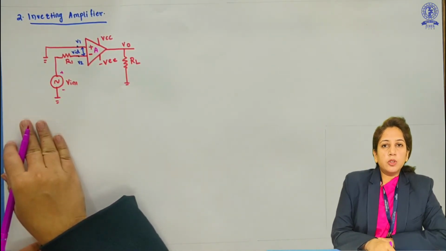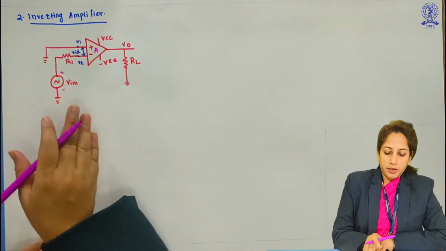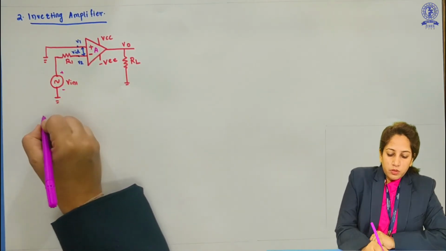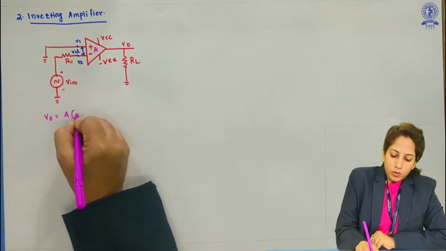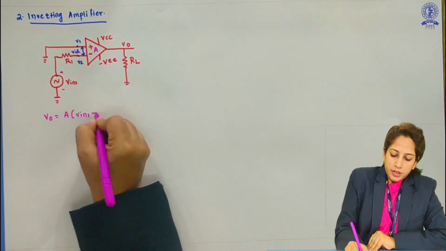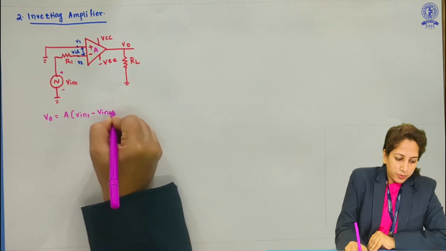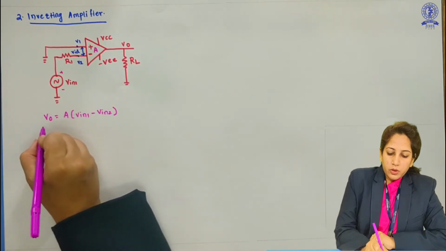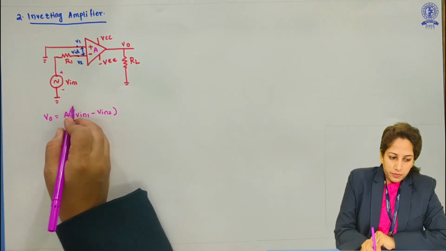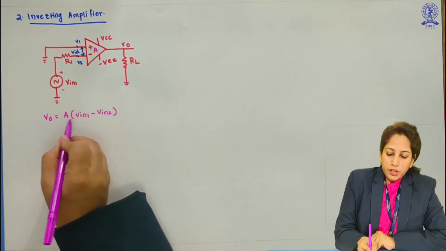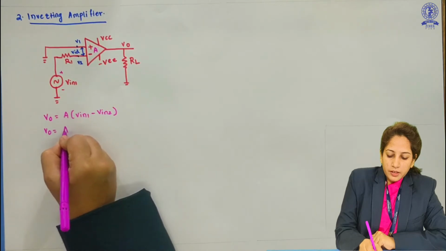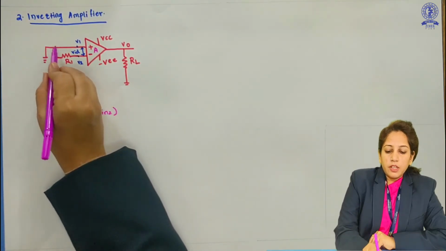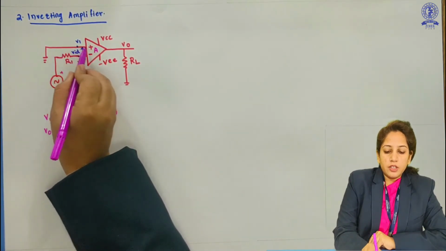So now we will solve a formula for the inverting amplifier. As we know, output voltage V0 is equal to gain into V in 1 minus V in 2. So output voltage V0 is equal to gain into, here V in 1 is grounded, this terminal is grounded.